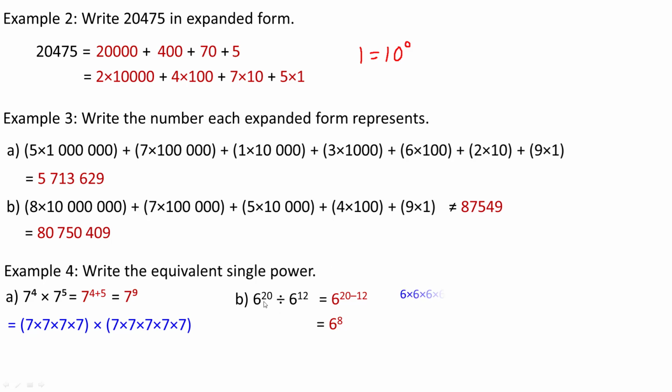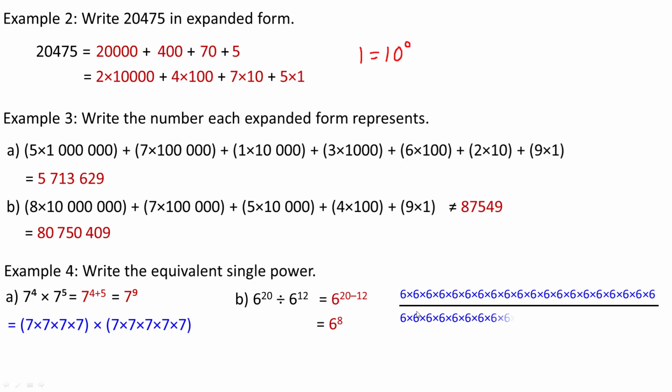Now, 6 to the 20th means there's 20 sixes multiplied. And we're dividing it by 6 to the 12th, which means there's 12 sixes multiplied. Now, all of this divides out. You see, that's the same thing on top and bottom multiplied. And what you're left with here is 1, 2, 3, 4, 5, 6, 7, 8. There's 8 sixes multiplied. That's what the 6 to the 8th exponent means.